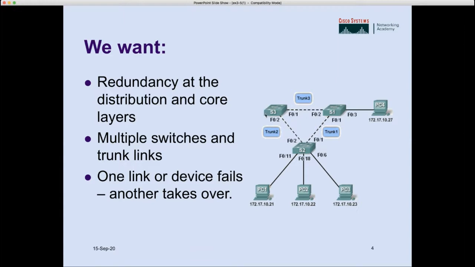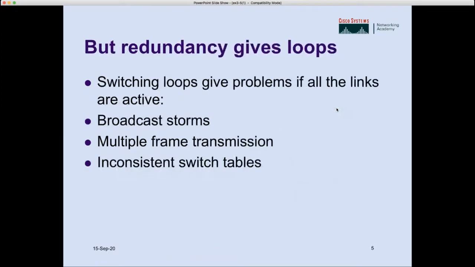If switch 3 failed, well, now there's a backup path that can go through switch 1, and these PC 1, 2, 3, and 4 would still have some connectivity between each other. But the problem is, when you have this redundancy, it actually creates a loop.